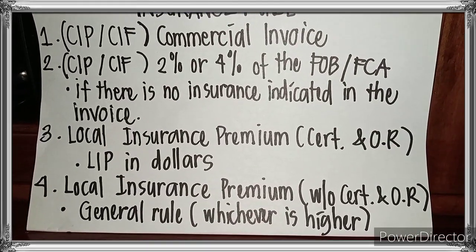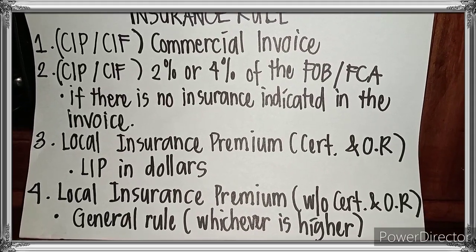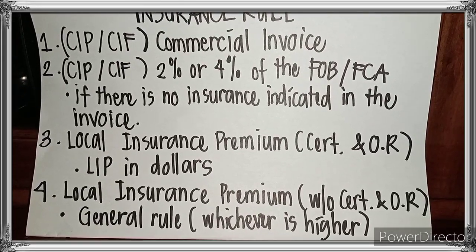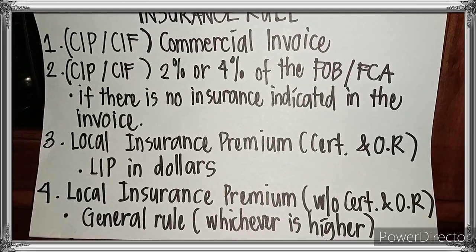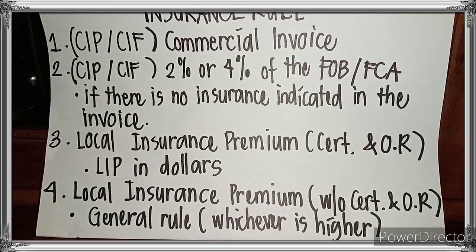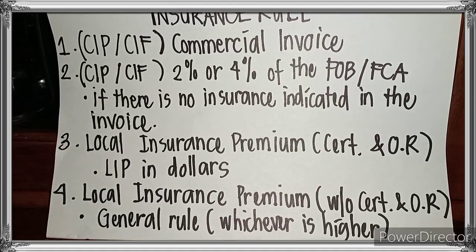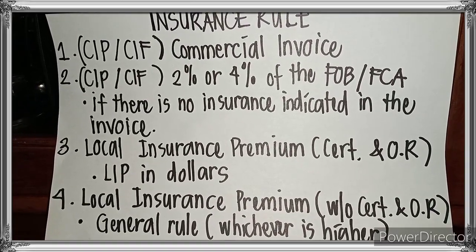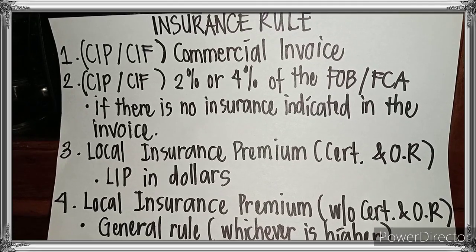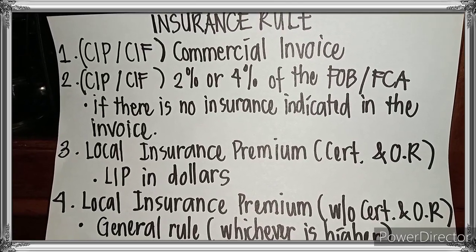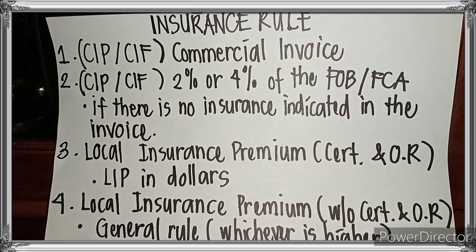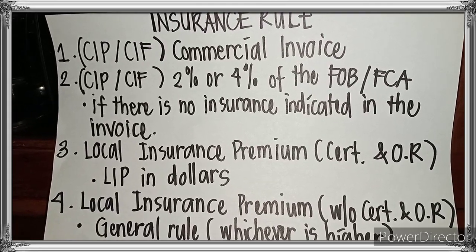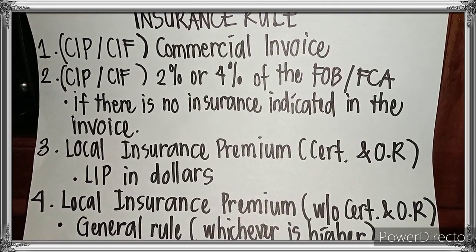So, products that belong to any of the following categories are subject to 4% insurance. First is the dangerous goods. Second, inflammable goods. Third, perishable goods. Fourth, fragile goods. Fifth, motor vehicles. 6. Excise tax articles. 7. Mechanical appliances or equipment. 8. Electrical appliances or equipment. And 9. Luxury items. So these items belong to the 4% or the high-risk cargo.